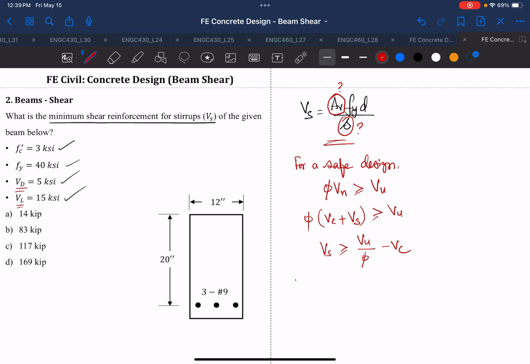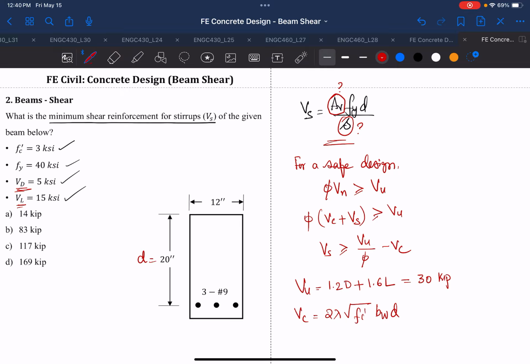Okay, so now do you know Vu? We know Vu because we are given the dead load and live load. So we're going to use a combination, which in this case is 1.2D plus 1.6L. And if you use this combination, you'll get 30 kips. And then do you know Vc? Vc is 2 lambda square root of fc' Bw d.